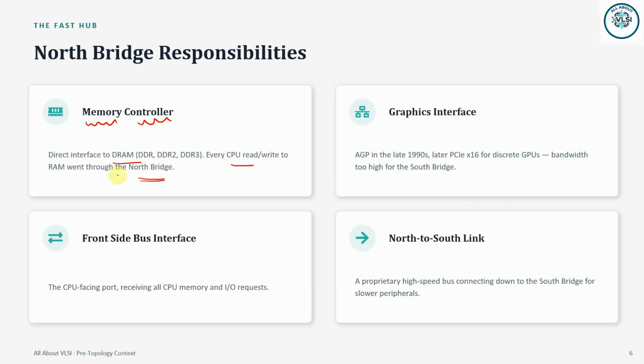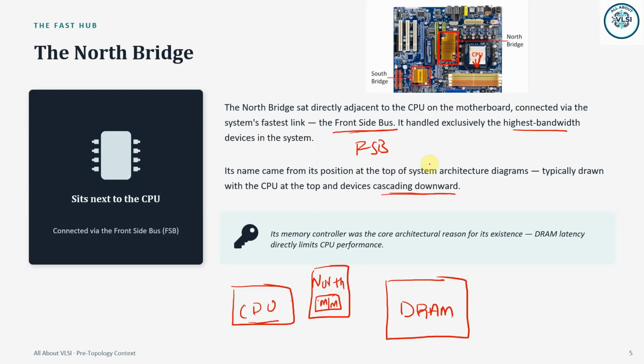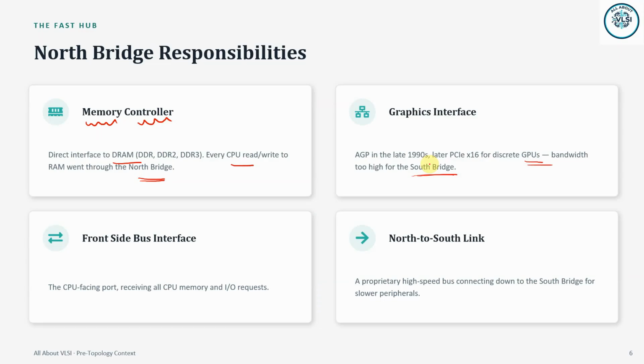So if my CPU wants to perform any memory operation, it is going to happen via this North Bridge itself. And one more responsibility is the graphics interface. So AGP in the late 1990s, later PCIe x16 for discrete GPUs. The bandwidth is too high for the South Bridge. So the South Bridge cannot deal with high bandwidth operations, and the North Bridge is the one that has the interface to the graphics.